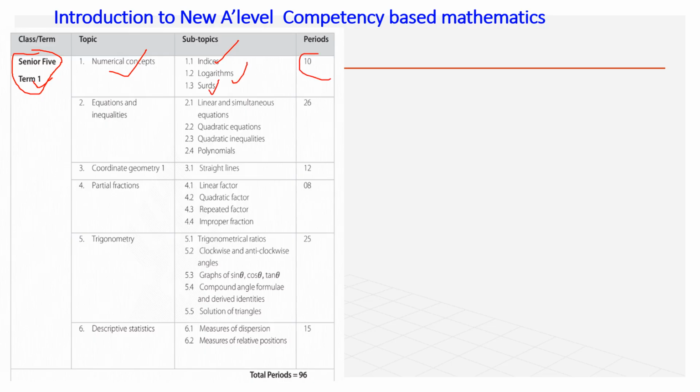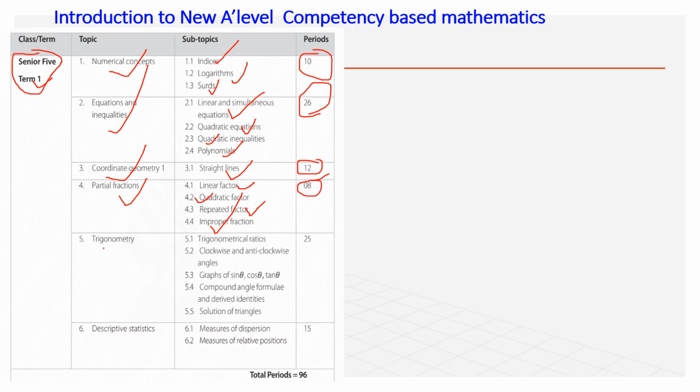This will take 10 periods. We shall have number 2, equations and inequalities. Among the subtopics, we shall have linear and simultaneous equations, quadratic equations, quadratic inequalities, the polynomials. This will take 26 periods. We shall talk about coordinate geometry 1, specifically straight lines, and this will take 12 periods. We shall have partial fractions, with 4 cases: the linear factor, case involving quadratic factor, repeated factor, and the improper factor, and this will take 8 periods.